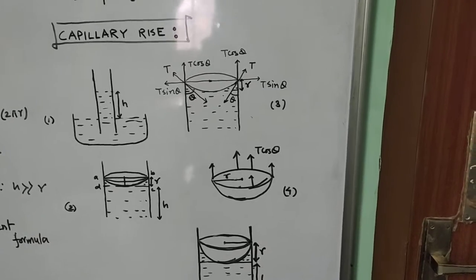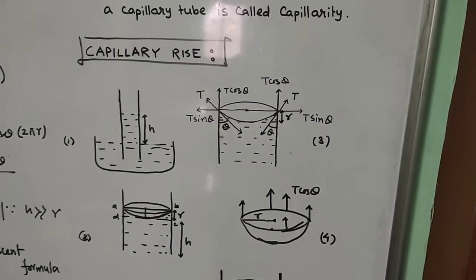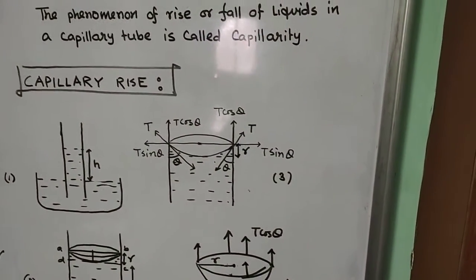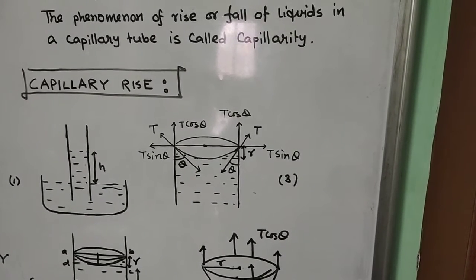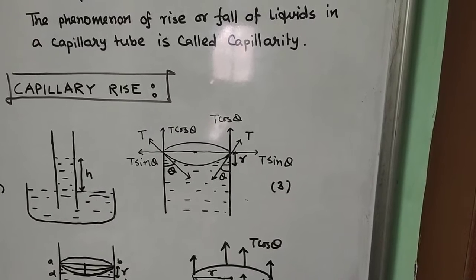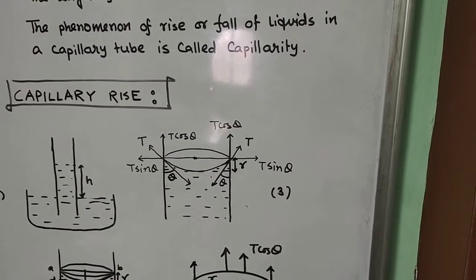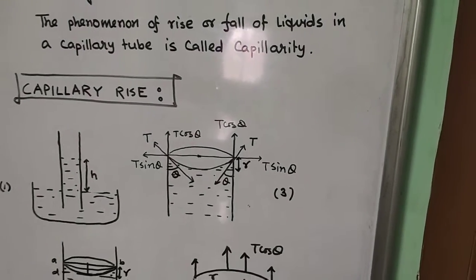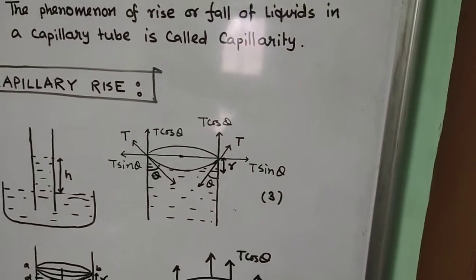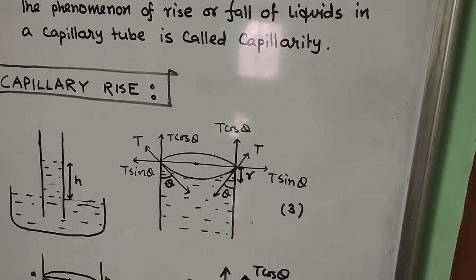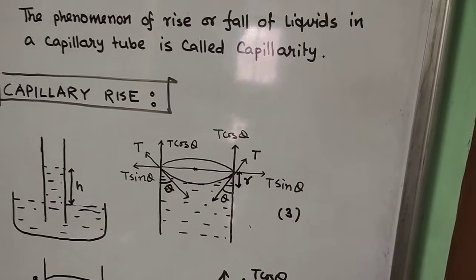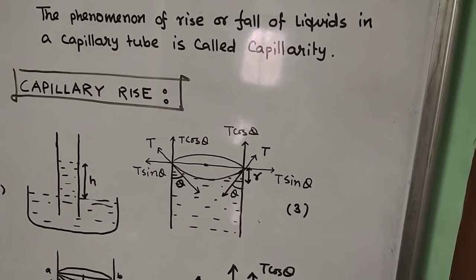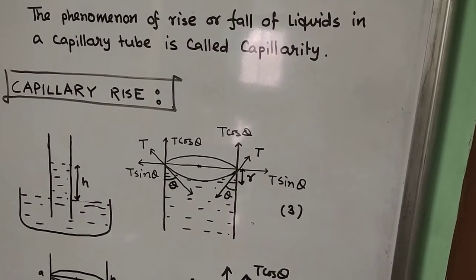Now you see in this figure the free surface is not straight, rather it is curved. Here we are considering water, so the curved surface is concave. At the edge of the wall there is a surface tension force T which makes an angle theta with the wall of the container. That theta is the angle of contact if you draw the tangent to the curved surface. If you take the components, you will get T cos theta parallel to the wall and T sin theta perpendicular to the wall. On both sides, T cos theta and T sin theta will be there.